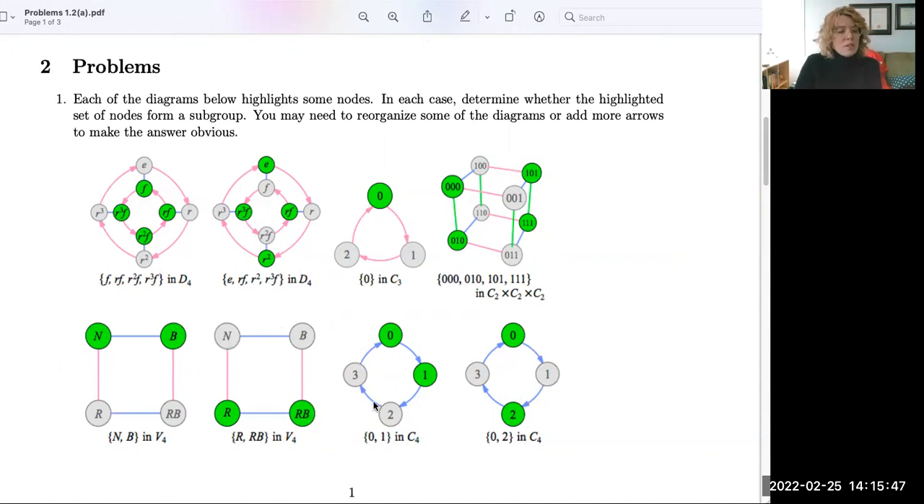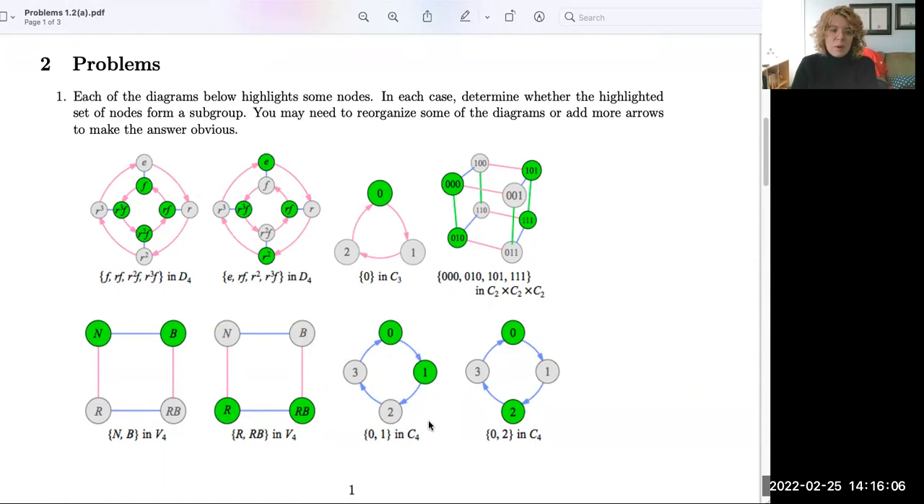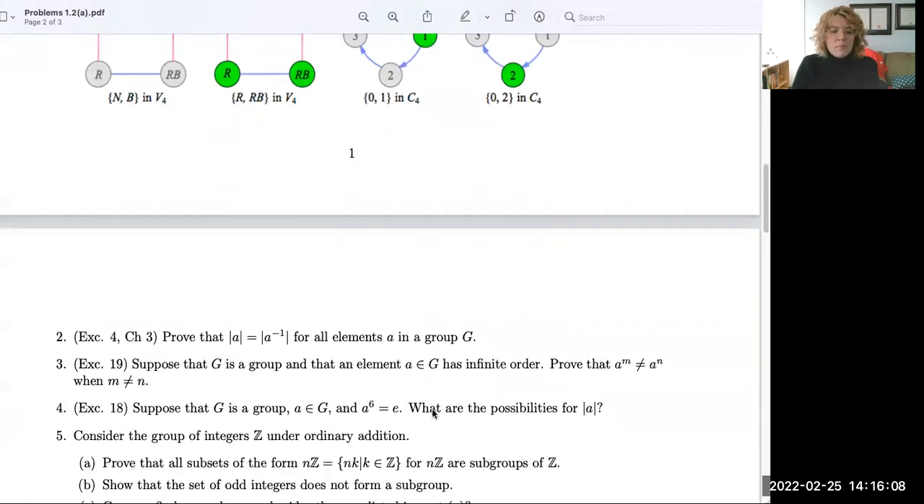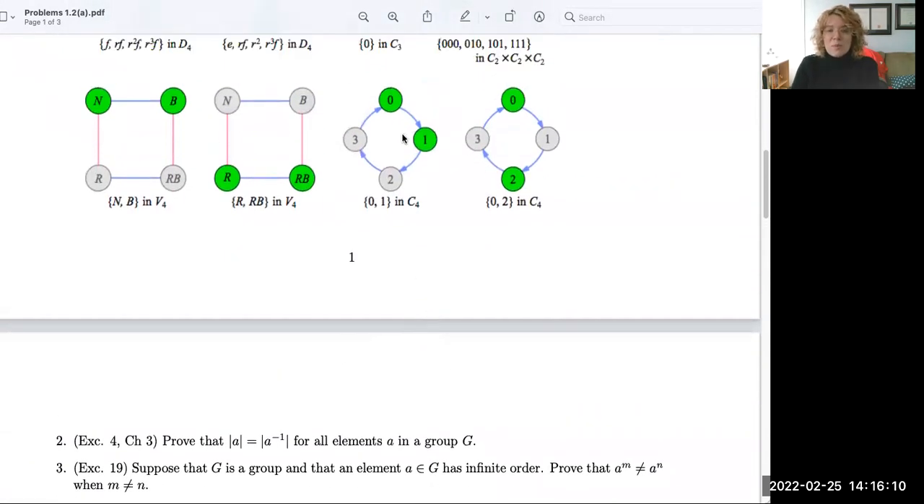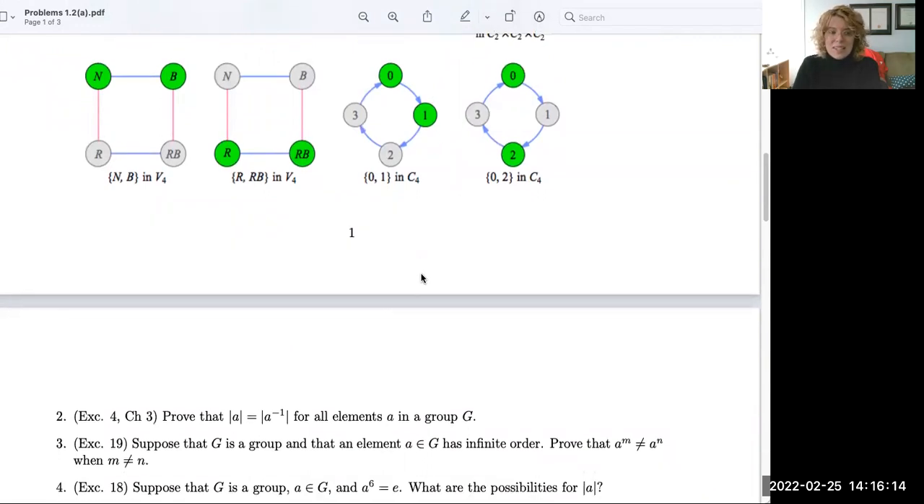Now, the third one might surprise you here, that it is not a group. And for that one, you have to remember what the action is in C4. What operation is this {0, 1} subgroup taking? Or sorry, it's not actually a subgroup, so subset. So what action is the {0, 1} subset taking?